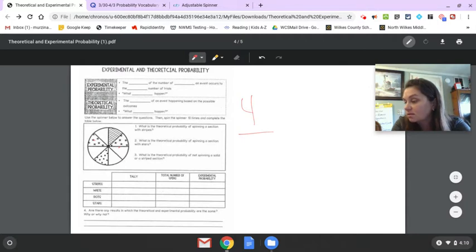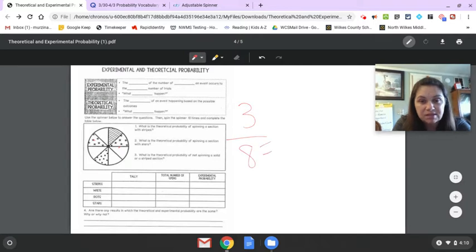I believe that's right. Nope, that's not right. There's not 4 spaces. Sorry, I'm having to look here at this little screen. Taking away the stripes, taking away the solids, there are 3 spaces left over. There's 3 out of 8 spaces left over. So the chances of spinning a space that is not stripes and not solids is 3 out of 8, or about 38%.